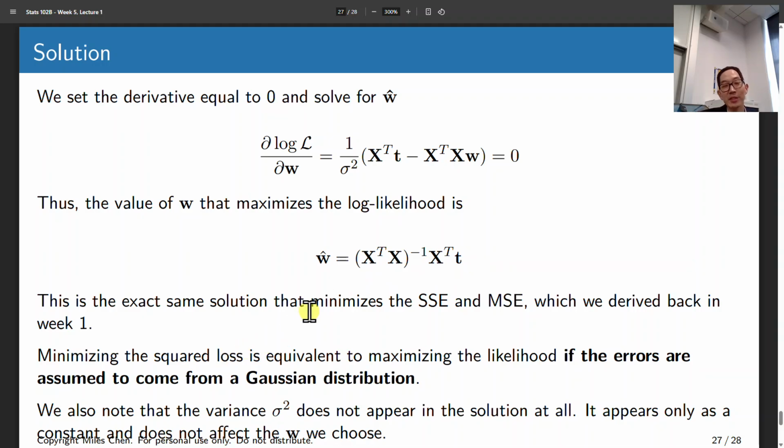So minimizing the squared loss is equivalent to maximizing the likelihood if the errors are assumed to come from a normal distribution. Interestingly enough, that variance term, sigma squared, doesn't appear in the solution at all. There's no sigma squared. And so whether your noise is huge or small, as long as the noise is normally distributed and you have this constant noise throughout the entire data set and observation, it doesn't affect the W that you choose. It doesn't affect your parameters, your slope and intercept parameters.